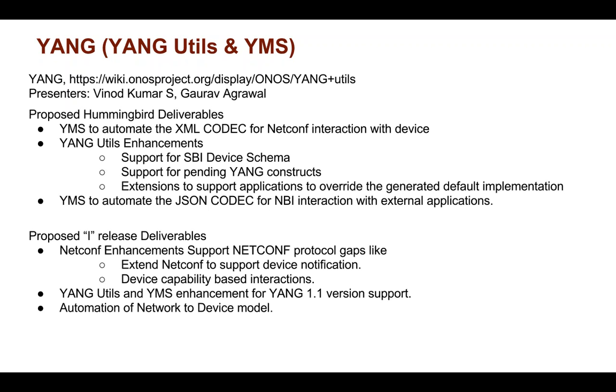Another thing which we'll be taking up is to automate the JSON codec for NBI interaction. This will be less priority as compared to the XML codec, but since the YMS framework is common, we feel we will be able to complete this also as a part of the Hummingbird deliverable.